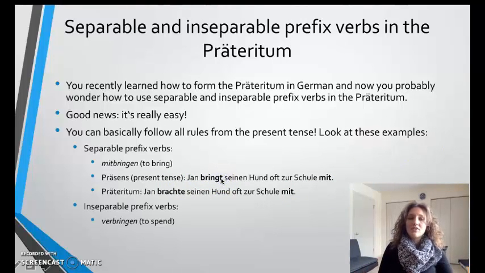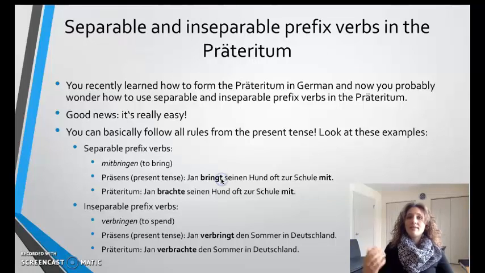Now for inseparable prefix verbs, it's just as easy. You have an inseparable prefix verb like to spend, verbringen, and in the present, you could build a sentence like Jan verbringt den Sommer in Deutschland. Jan spends the summer in Germany. And in the Präteritum, you still leave the prefix in the same position, which is together with the stem for inseparable prefix verbs. But now you just move the bringt part to the Präteritum, so Jan verbrachte den Sommer in Deutschland. Really pretty straightforward, right?